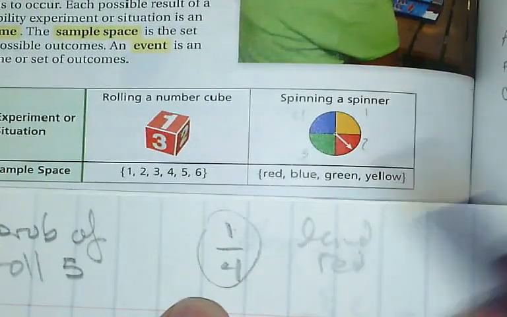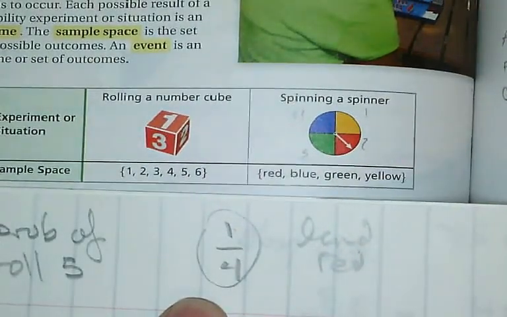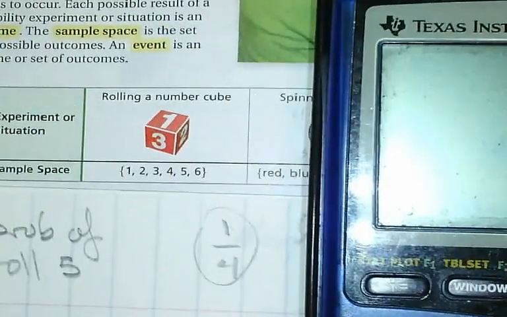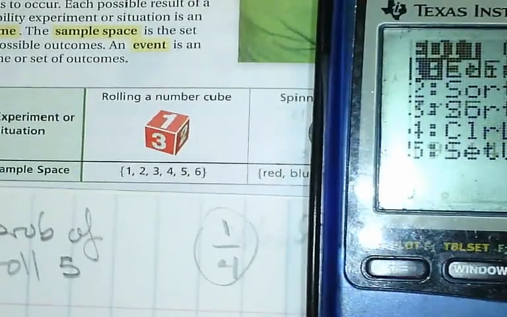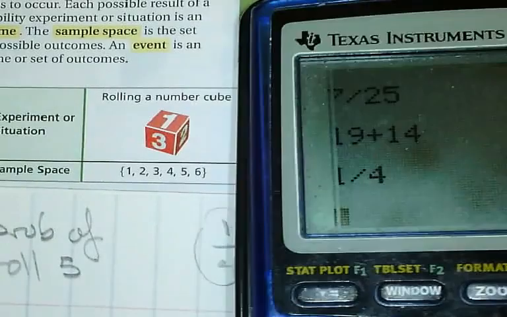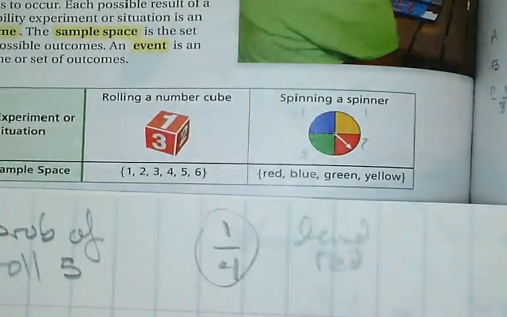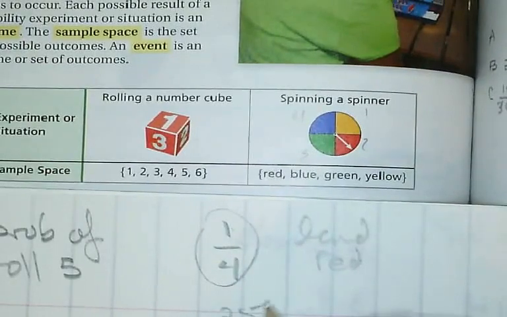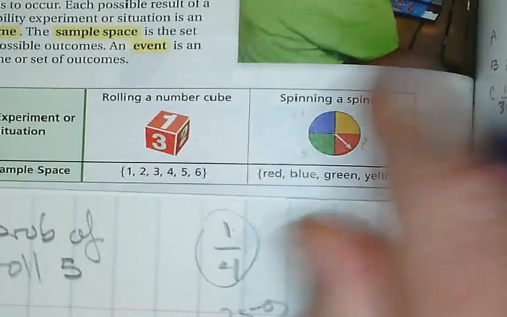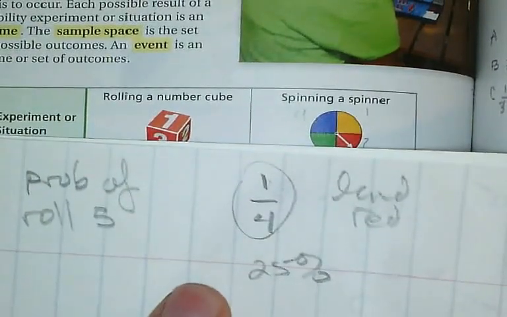And then once you make it into a fraction, you can go ahead and make it into a decimal or a percent. So 1/4 of the time, 1 divided by 4 is 0.25. You see that? 1 divided by 4 is 0.25. So this would be the same thing as saying 25% of the time it's going to land on red.